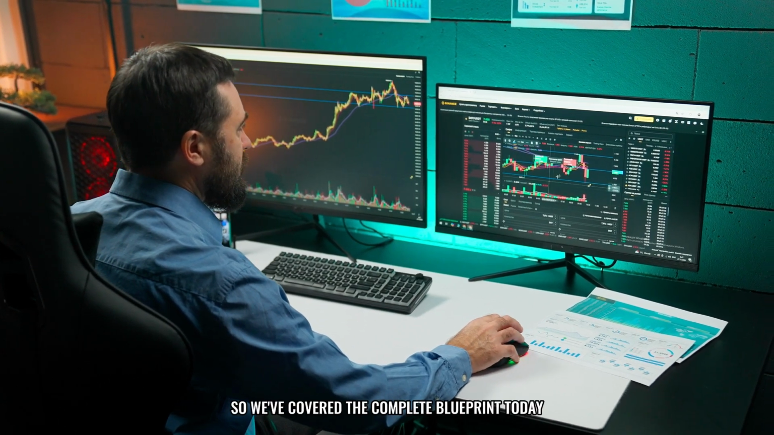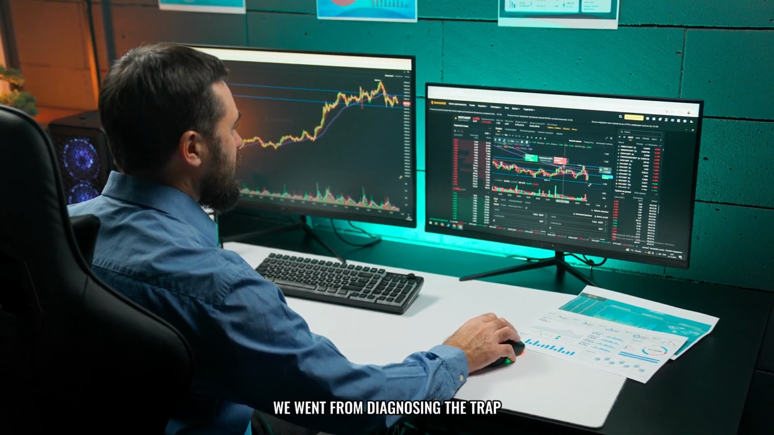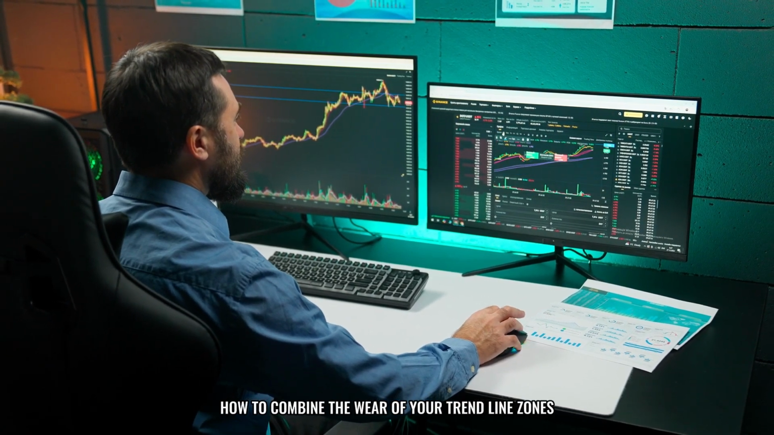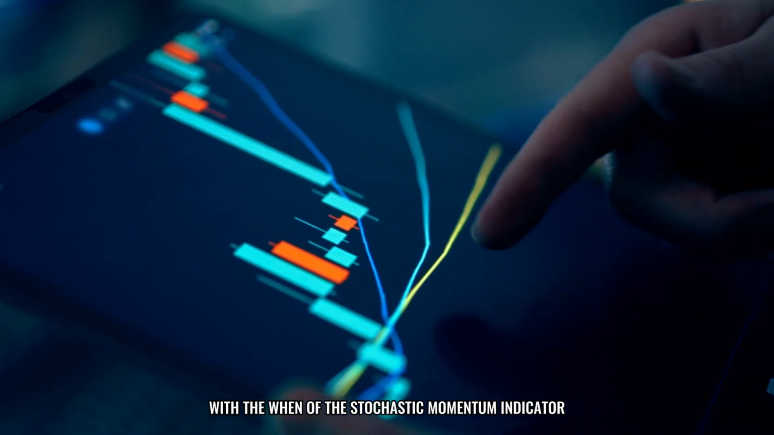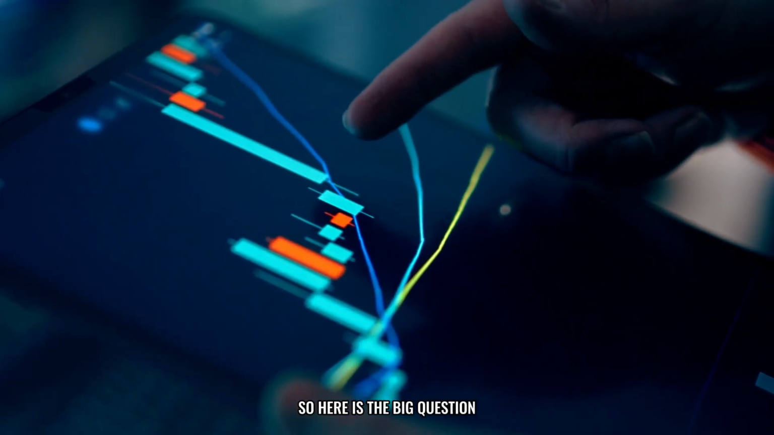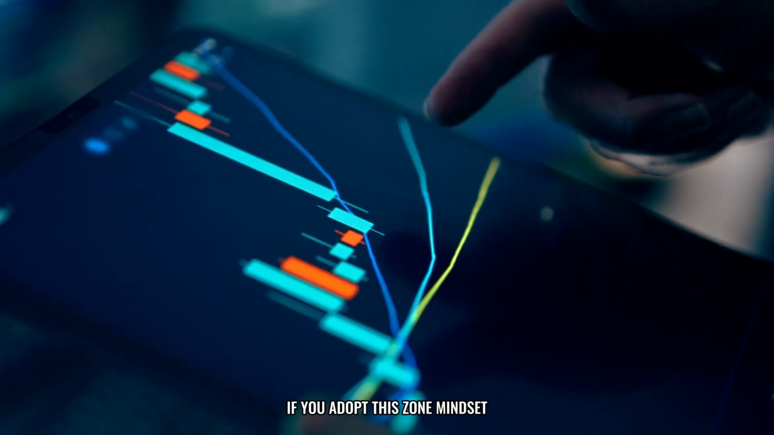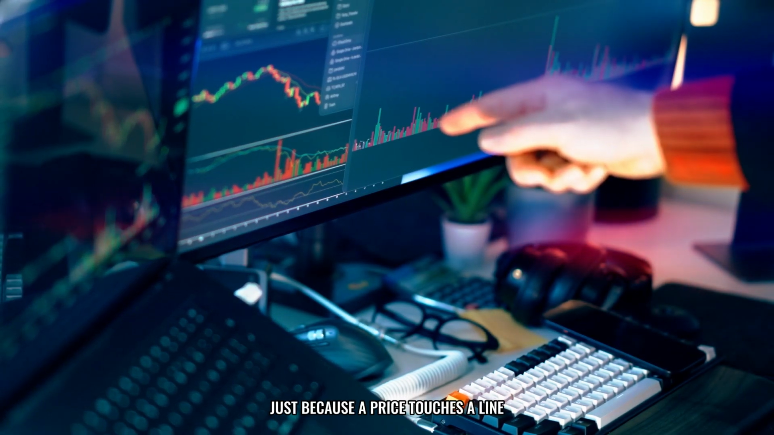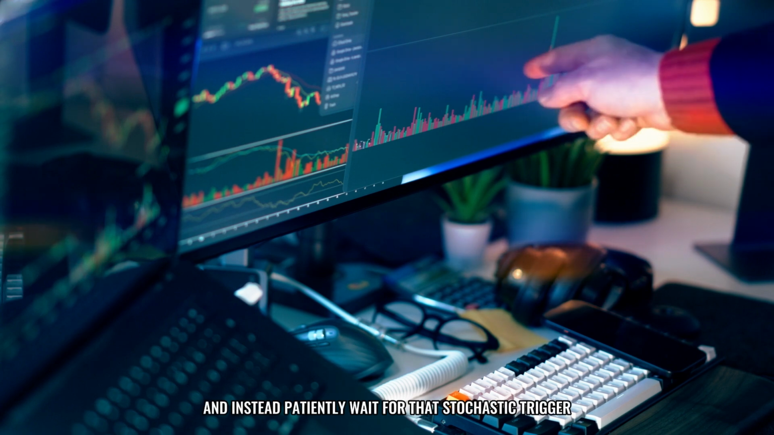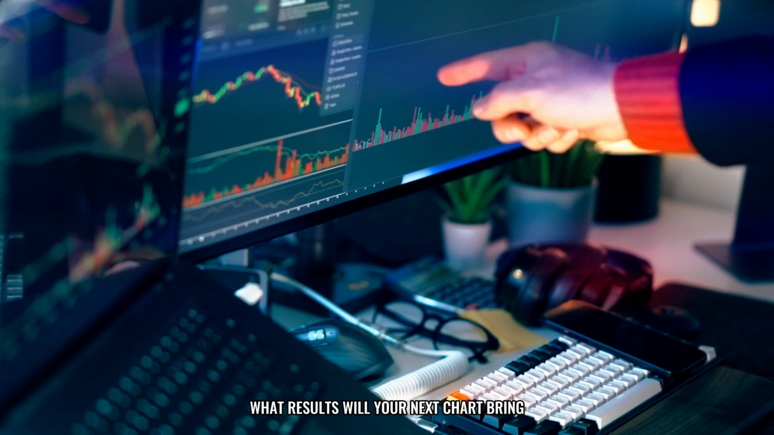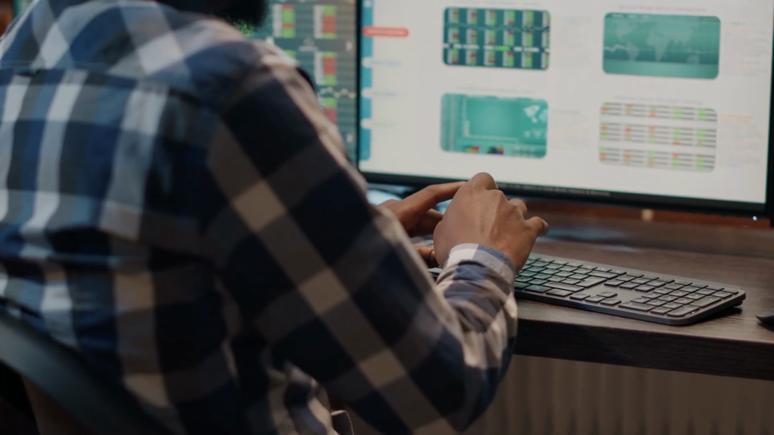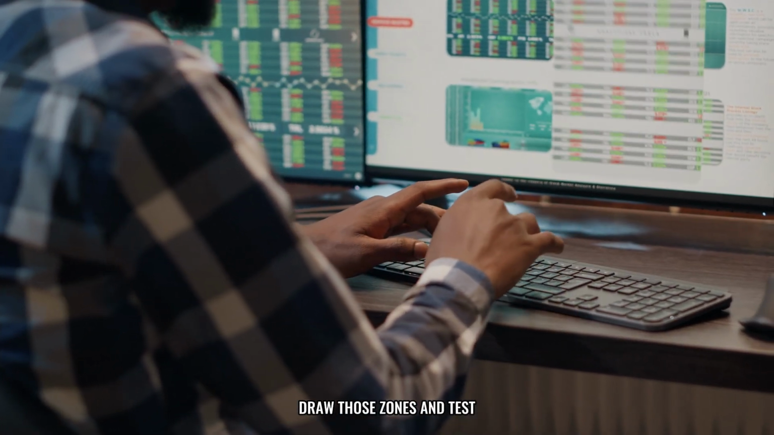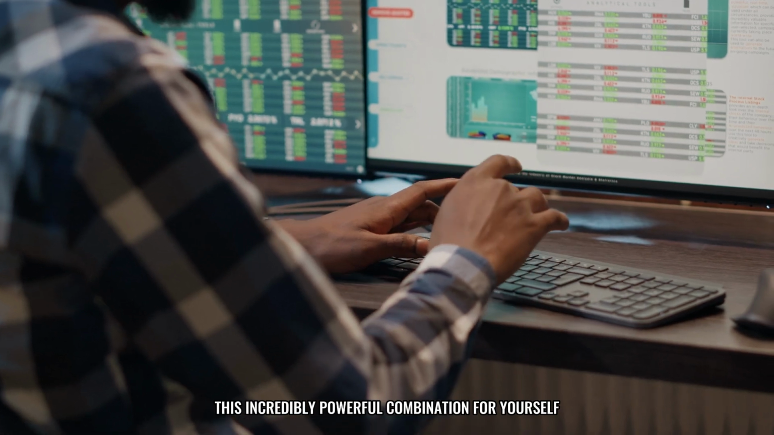So we've covered the complete blueprint today. We went from diagnosing the trap to detailing exactly how to combine the where of your trendline zones with the when of the stochastic momentum indicator. So here is the big question you need to ask yourself right now. If you adopt this zone mindset, stop blindly clicking buy just because a price touches a line, and instead patiently wait for that stochastic trigger, what results will your next chart bring? I highly encourage you to open up your platform today, draw those zones, and test this incredibly powerful combination for yourself.